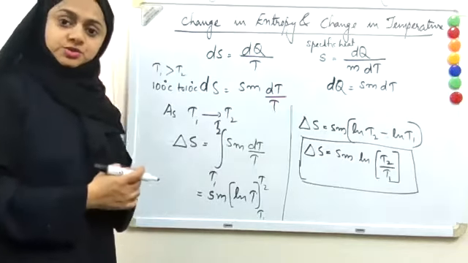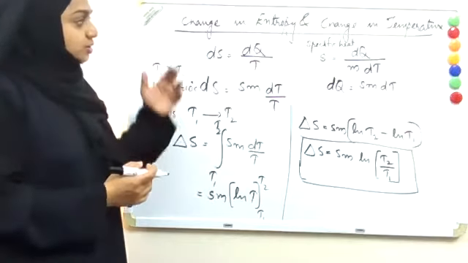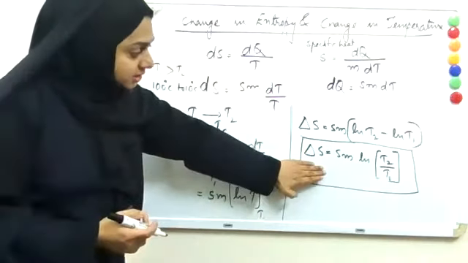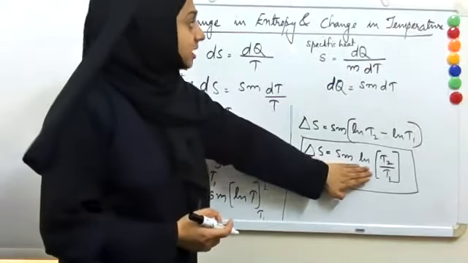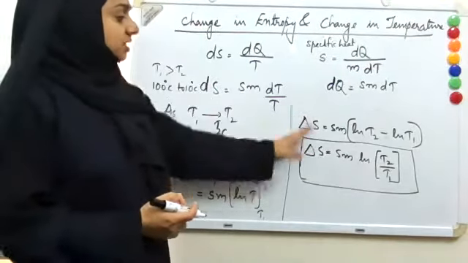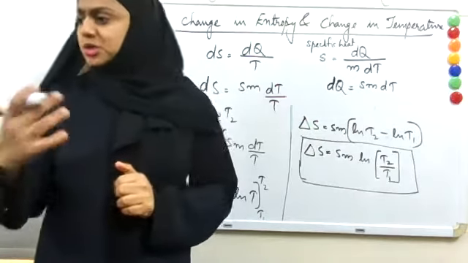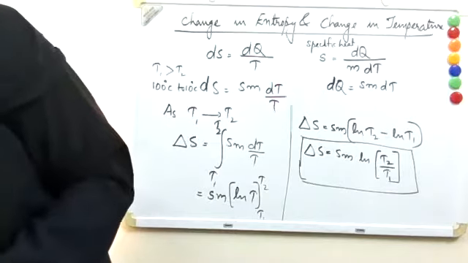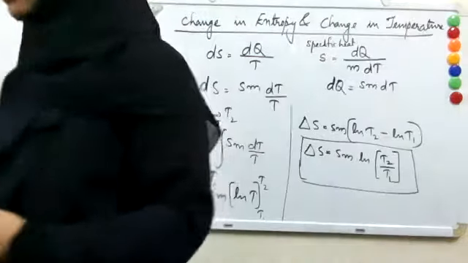Is this clear to you? Yeah, teacher. Okay, so that is how we can derive the expression for change in entropy with temperature. So this is an expression for change in entropy with temperature, but I would also like to discuss more about entropy to get an idea about entropy.